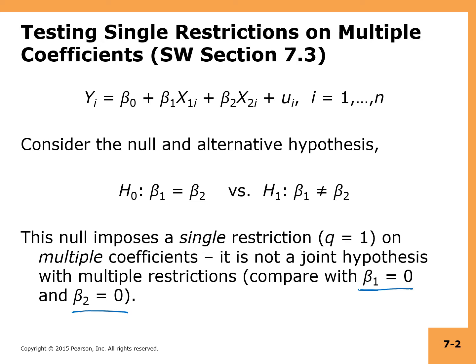In this lecture, we're going to talk about still the two coefficients, beta 1 and beta 2, but only one restriction. And in this case, the restriction that we want to test is beta 1 is equal to beta 2. So this lecture will focus on how you conduct the hypothesis testing when you have multiple coefficients but a single restriction.